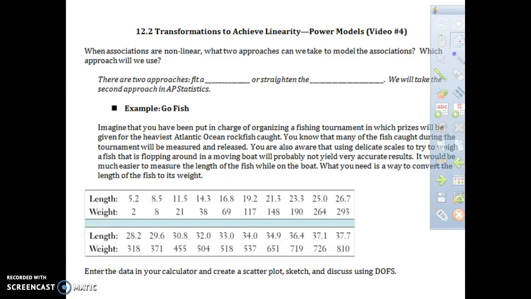So there are two approaches, the first of which is you can actually fit a curve to the data that you're given. So if you suspect that the relationship is exponential, you might want to run an exponential regression. If you think it's quadratic, you would run a quadratic regression. However, that is not in the curriculum for AP Statistics. We are going to actually learn how to straighten the association, and then we will run linear regression analysis to actually make predictions. So we're going to go through that process today.